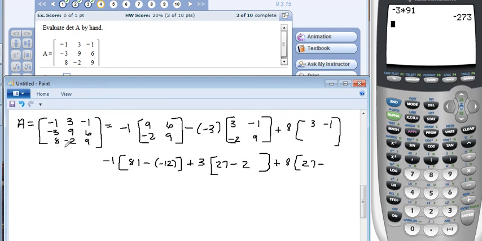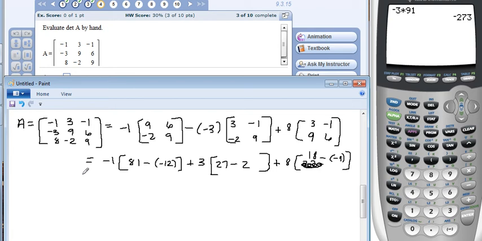Okay, so there's my mistake again. I got the 9 and the 6 here. That's all right. Okay, so I take my cross product of 18 minus, and this is 9 times negative 1, which is negative 9.